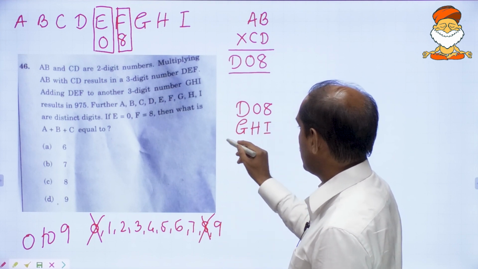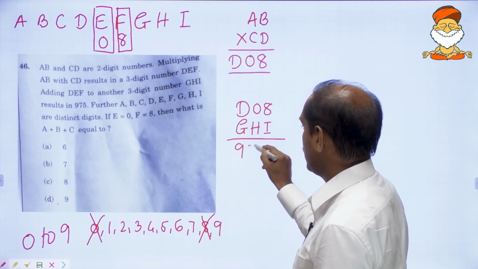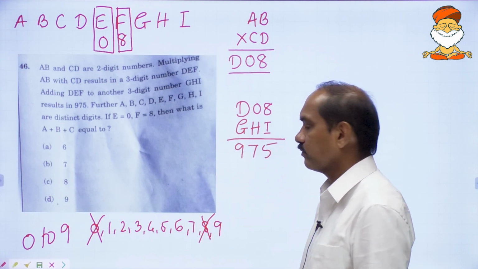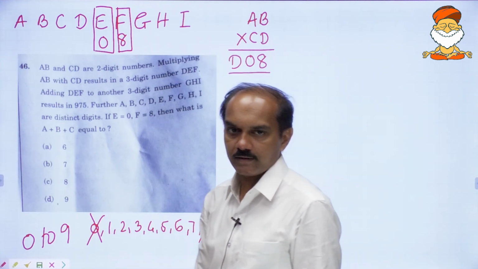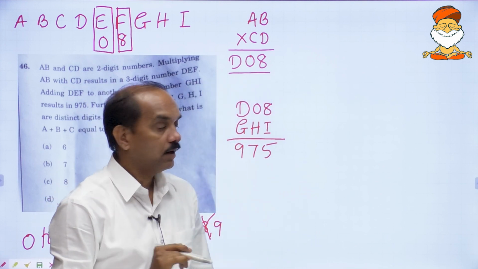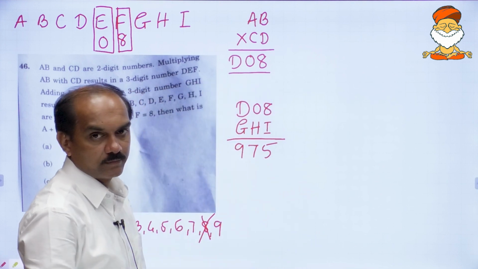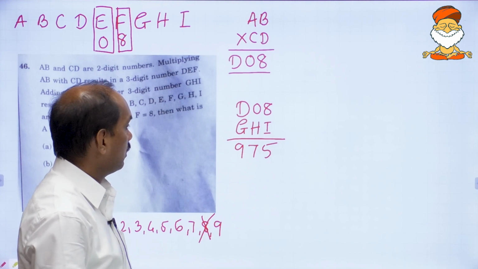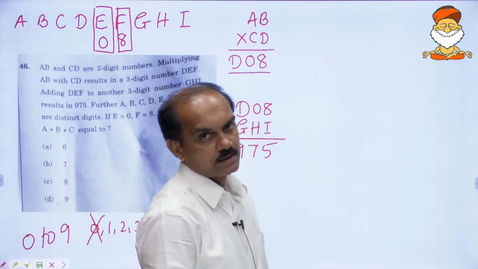And the result is, he is saying 975. Till here it is clear. Whatever he has given, I have just written. Now the calculation part starts.